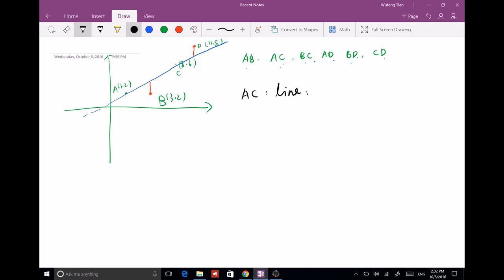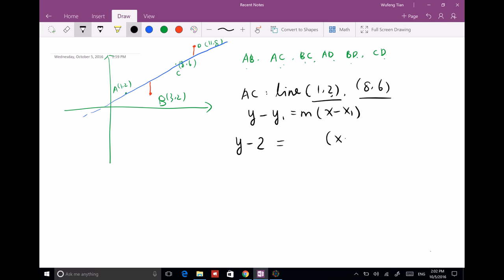The equation of the line. I have 2 points for AC: the A point (1, 2) and the C point (8, 6). What is the line that passes through (1, 2) and (8, 6)? You can use the point-slope formula: y minus y1 equals m times x minus x1. You can use either one of the points, (1, 2) or (8, 6). If I use (1, 2), I will have y minus 2 equals m times x minus 1.